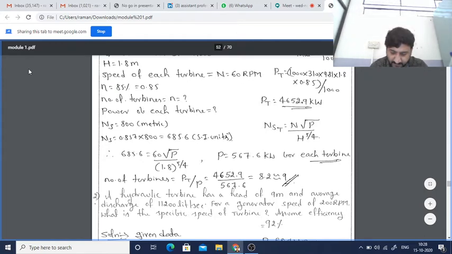Sir, but efficiency they have given. After converting it is 0.857. If we take 0.857 only, we are getting 685.6. Otherwise, we'll get directly 680. But in the question they have given efficiency is 85%. Correct. Therefore, that efficiency is not considered here. It is the conversion unit only. 0.857 is the conversion unit only. How we get 0.857, that we have to check now.